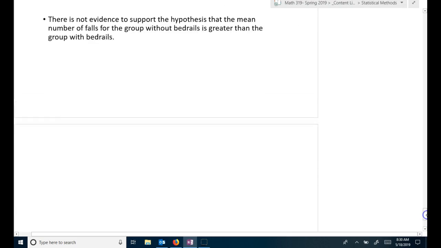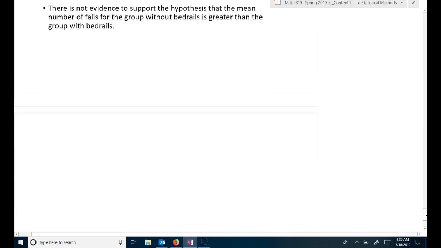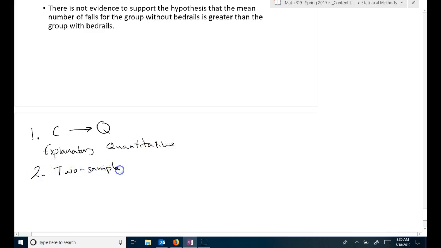Awesome. So that concludes our mini lesson on the t-test for means, right? 1, big thing. This is a C to Q test. That is that your explanatory variable is categorical and your response variable is quantitative. 2, this is for 2 samples. If you have more than 2 samples, right, okay, you're going to use an ANOVA.